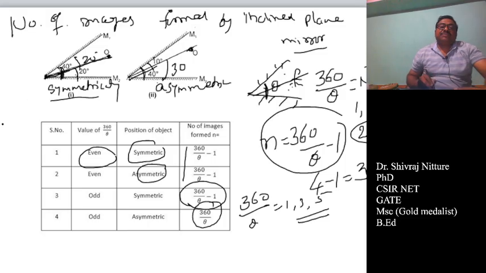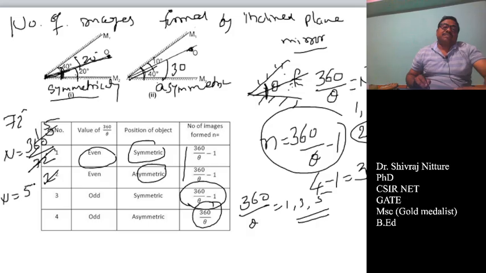If 72 degrees is the angle between the two plane mirrors, then what is capital N? It is 360 divided by 72. How much will it be? 72 times 5 is 360, so this integer is 5. This is odd, right? If it is placed equally dividing the angle, the number of images formed is 5 minus 1, that is 4. But if it is asymmetrically placed, then the number of images is 5, not 4.